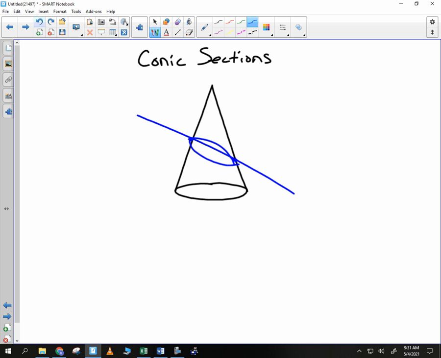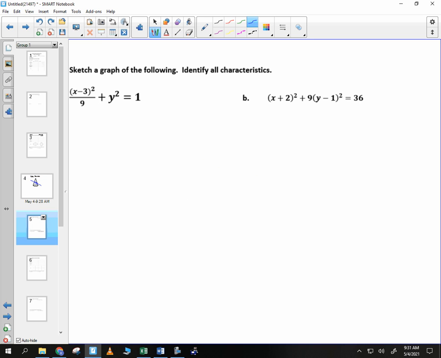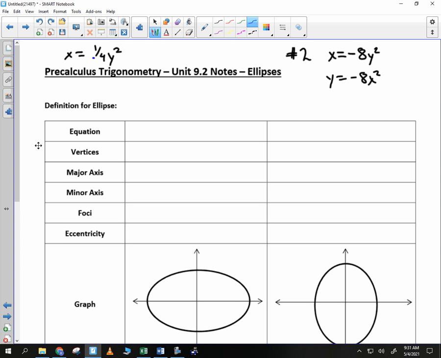Now, you don't have to be able to regurgitate that, but what you do need to understand is that the reason why they're called conic sections is because you could cut cones and come up with those shapes. But the definition for an ellipse is this: the set of all points whose distances from two foci sum to a constant.